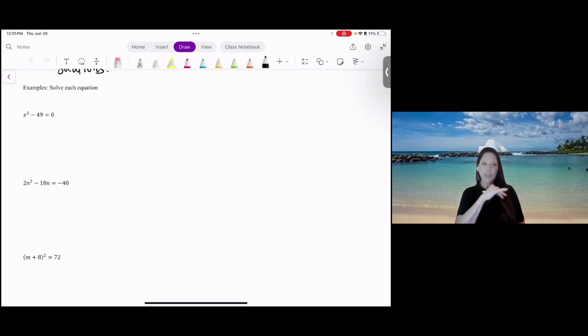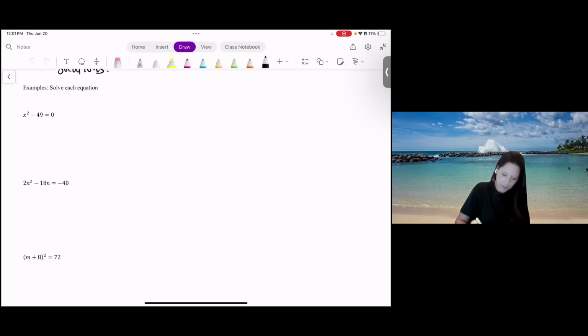I have x squared minus 49, which means I have only an x squared term. I don't have an x term. I shouldn't be completing the square. I don't need to use the quadratic formula. I could factor this. This is actually a sum and difference where I could factor it. But because it's just an x squared term, I can isolate that x squared term and use the inverse of squaring and just square root.